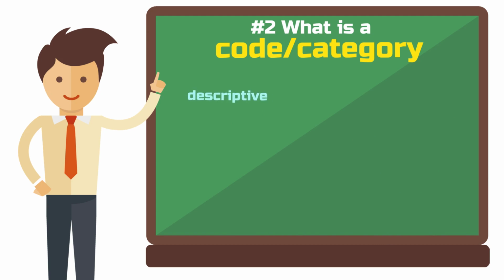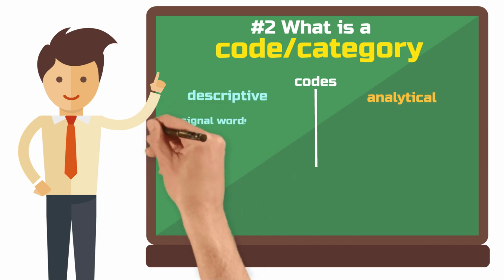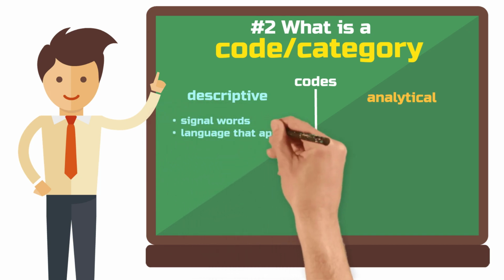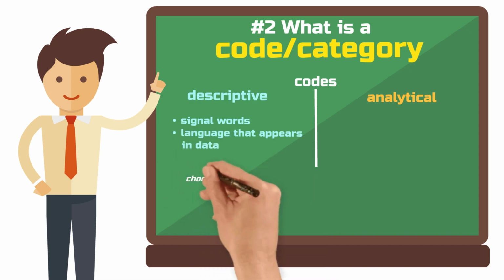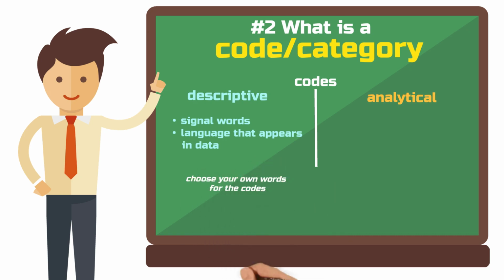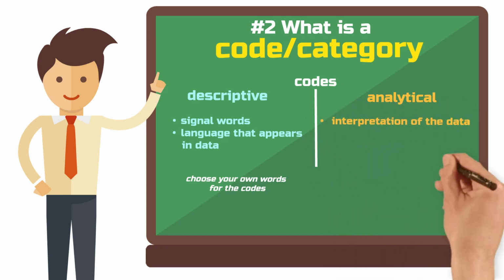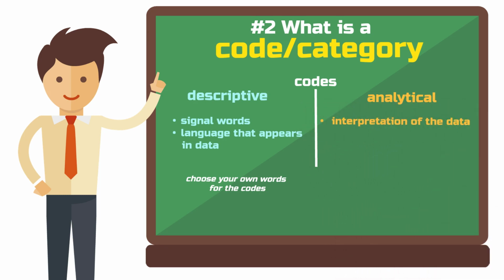In general, there's a distinction between descriptive and analytical codes. Descriptive codes can, for example, adopt certain things such as signal words from the data. In this case, we use the language that appears in the data itself. However, in most cases, it is better to move away from that quickly and choose your own words for the codes. Analytical codes go beyond mere description and offer an interpretation of the data. This is ultimately what we aim for in almost every qualitative method.